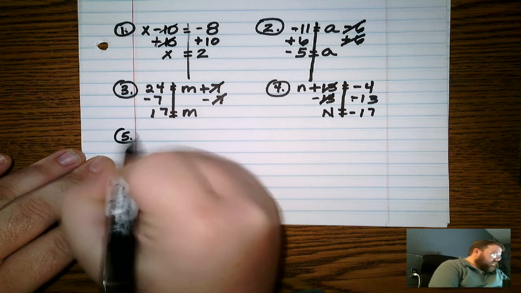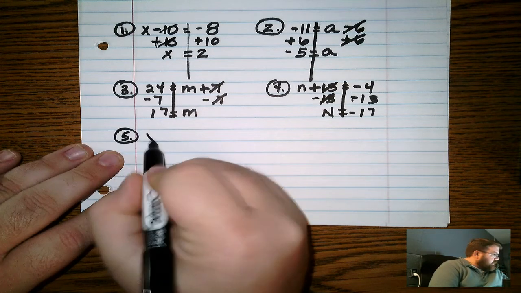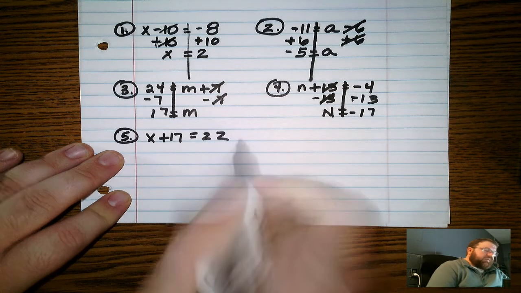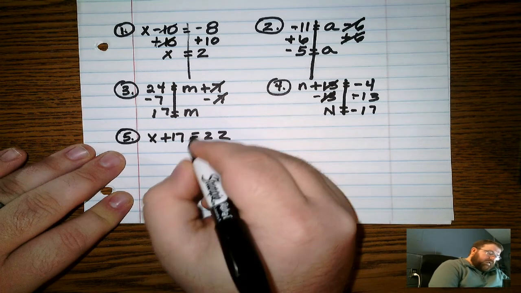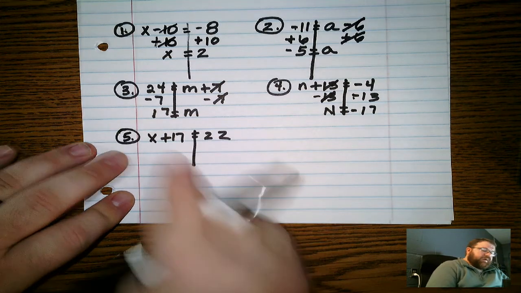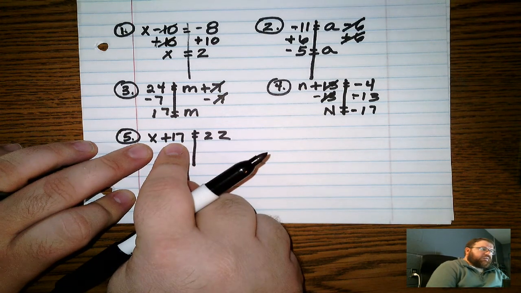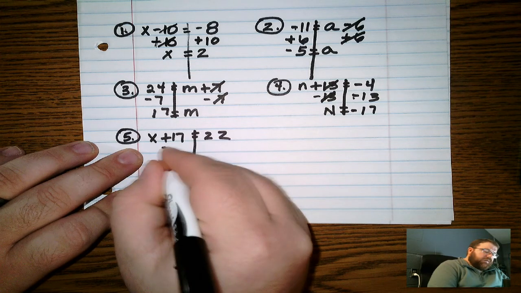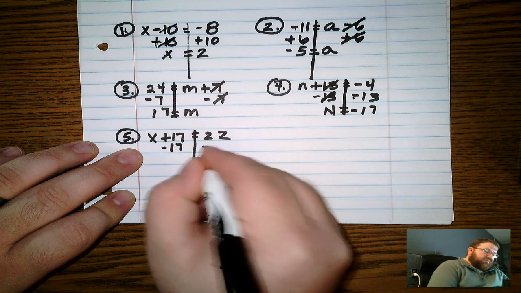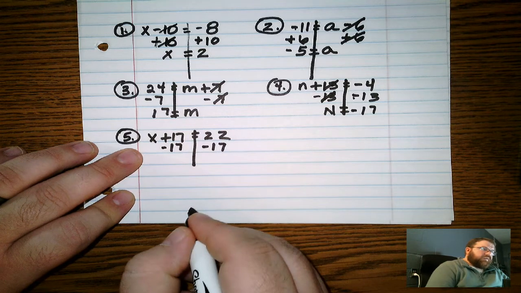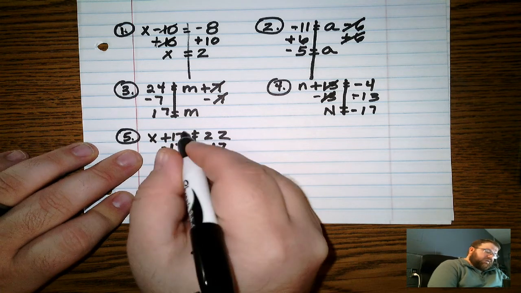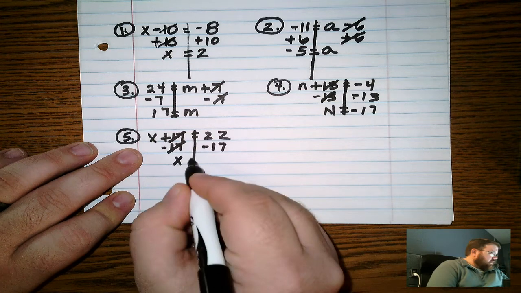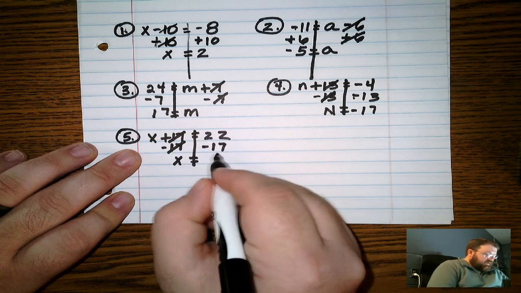Problem number 5 is x plus 17 is equal to 22. I'm going to draw my line. Ask myself what's trying to be done to the x. It's adding 17. So the opposite or inverse operation would be to subtract 17 from both sides. The 17's cancel, leaves you with x is equal to 5.